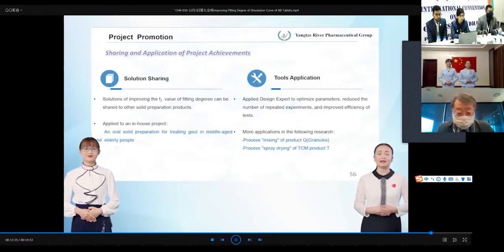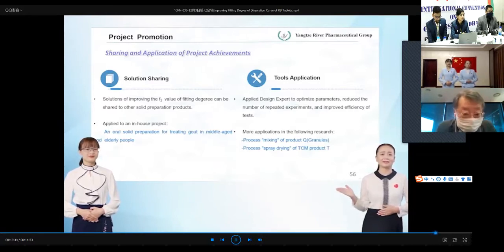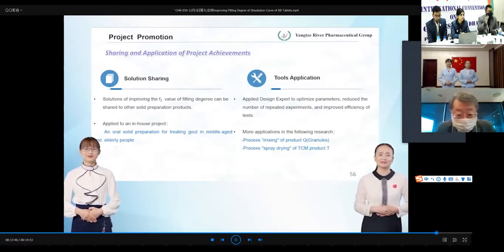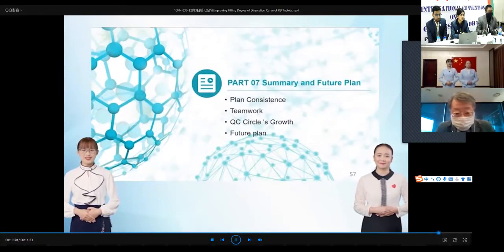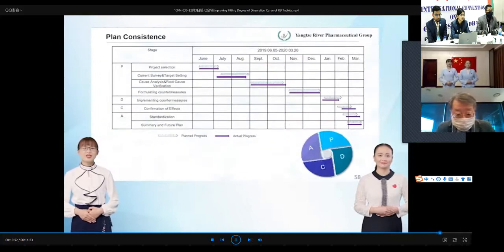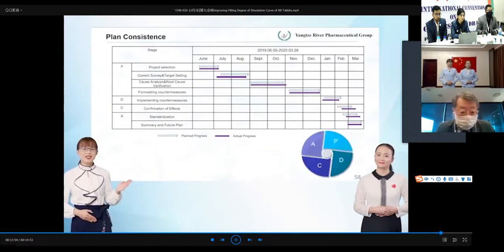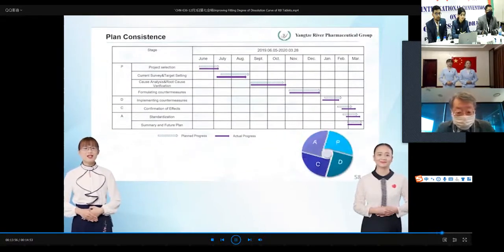In the meantime, the solutions for improving the F2 value of 15 degree can be applied to other products, and the tool Design Expert has been applied to other parameter research. The final part is summary and future plans. For this project, we carried out a complete PDCA cycle. The activity ran generally in parallel with the schedule.